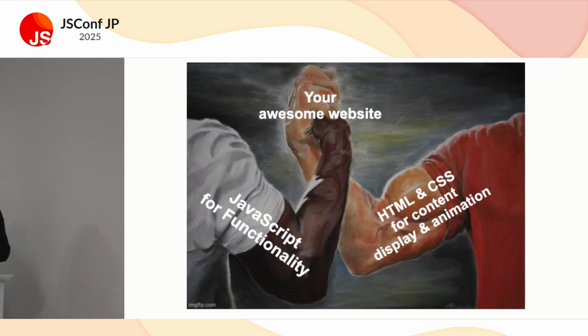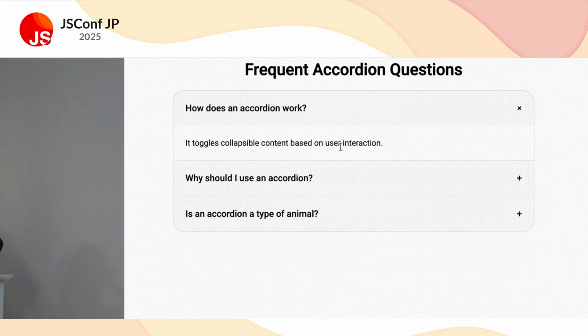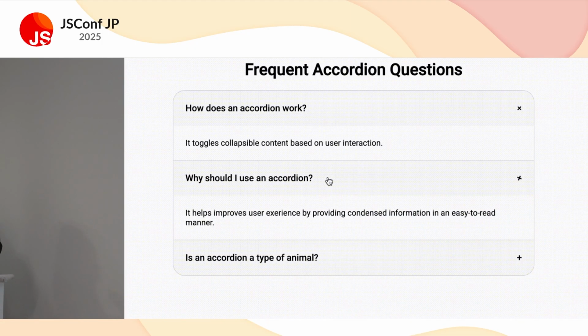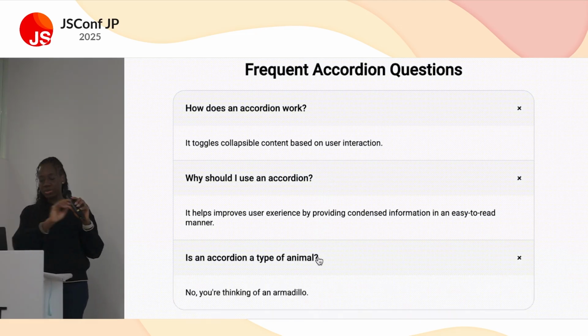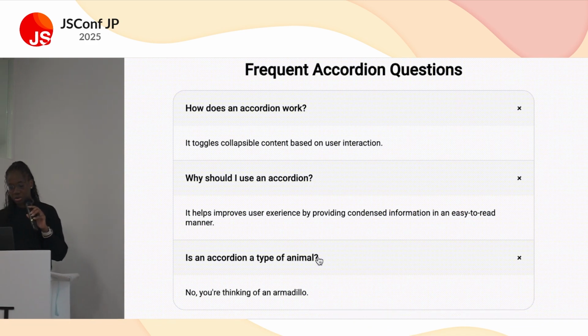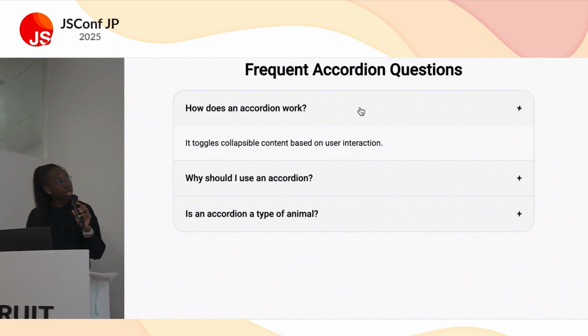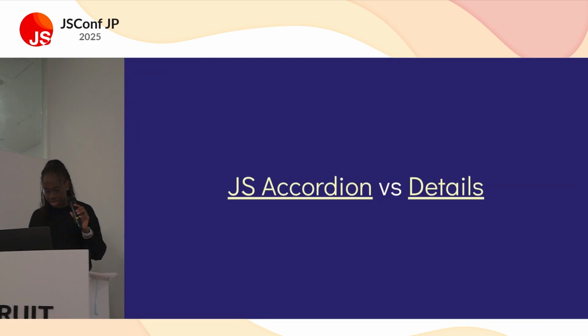The first thing we're going to be looking at today is an accordion. Now, an accordion is a simple web component that is constantly built everywhere. It's used to display certain content in a collapsed manner. So let's take a look at how we'd build this accordion using JavaScript.